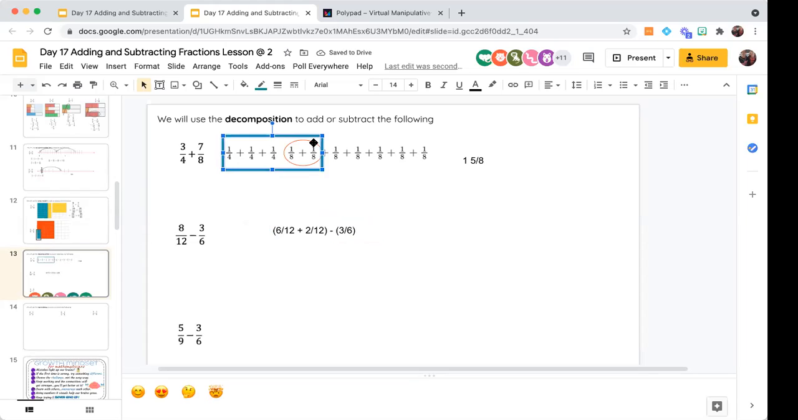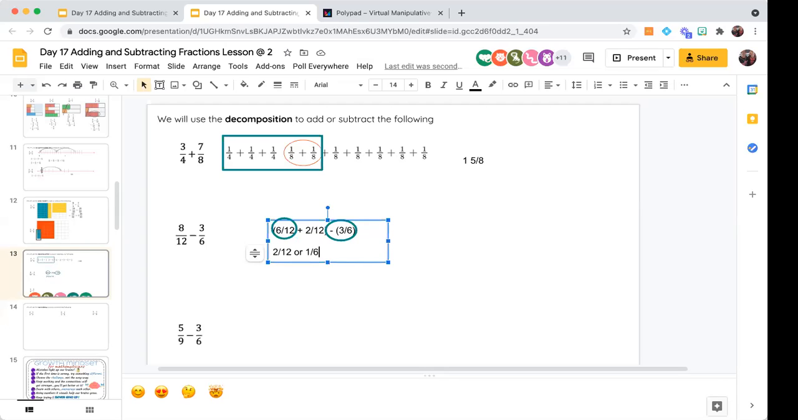I know that if I look at 6/12 and I take away a half, since they're the same, it becomes 0. So if it becomes 0, the only thing that's left over is 2/12 or 1/6. And again, don't put the emphasis on reducing. Right now, our emphasis is on adding or subtracting, utilizing these different strategies.